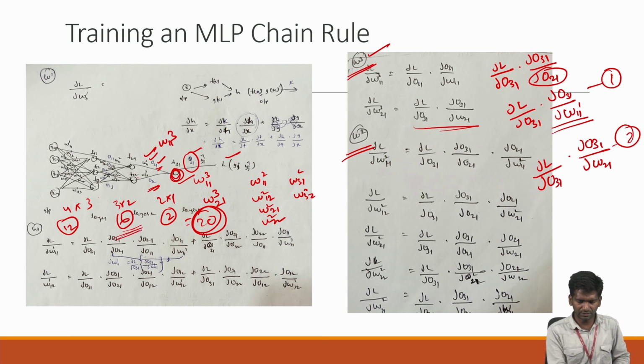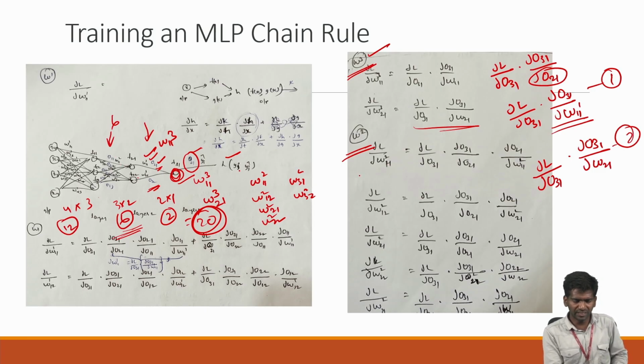We'll get 6 equations. So we completed 2 equations, right? In this layer we get 2 equations. Here 6 equations. See, what are those equations? So derivative of loss with respect to derivative of W11 to the power of 2.